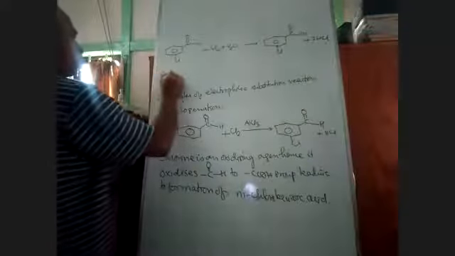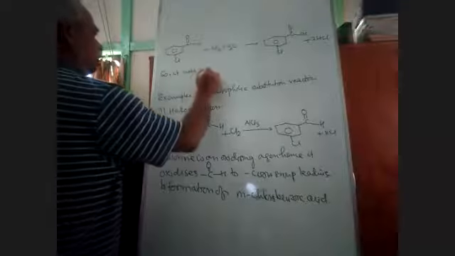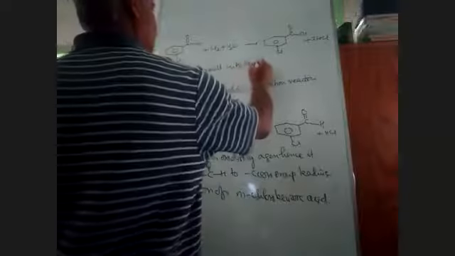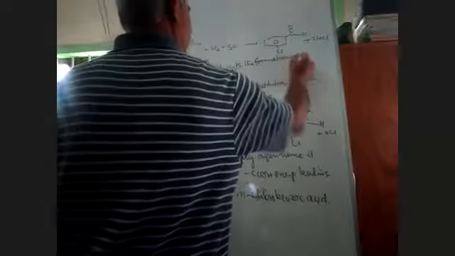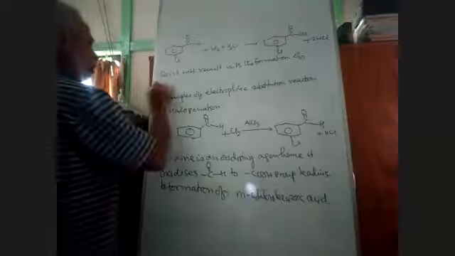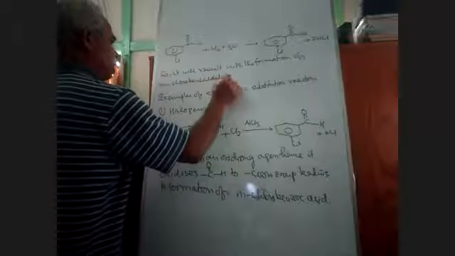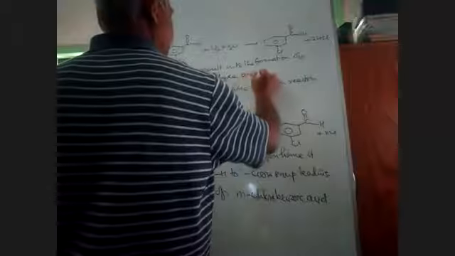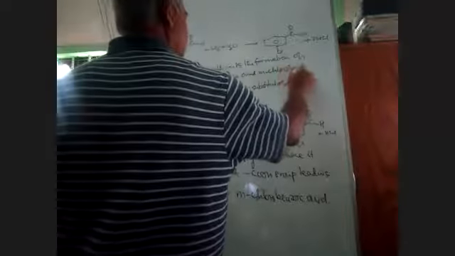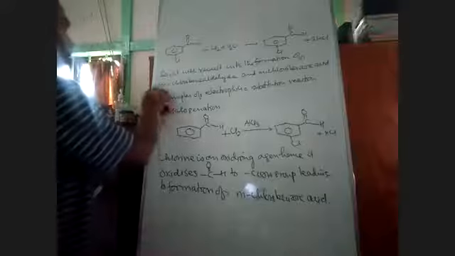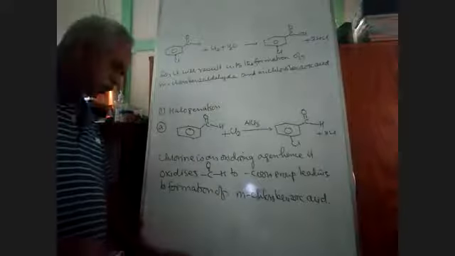So it will result in the formation of metachlorobenzaldehyde and metachlorobenzoic acid. So if the question comes, why the yield of the aldehyde is less? You'll write, yield of the aldehyde is less because a part of the aldehyde gets oxidized to carboxylic acid. Finish.